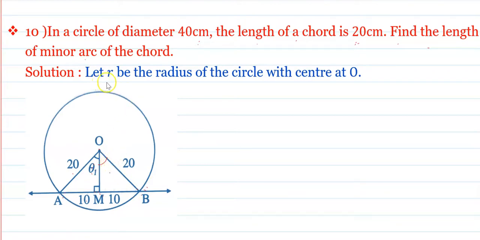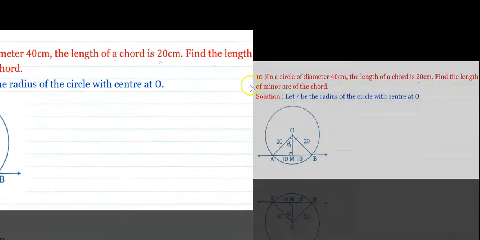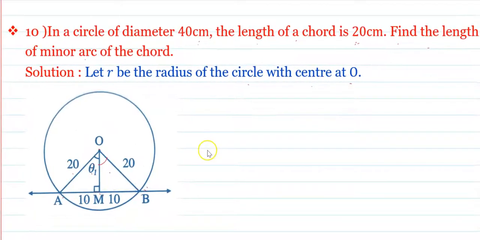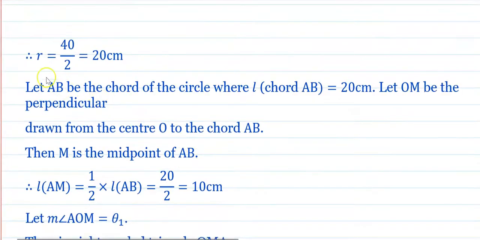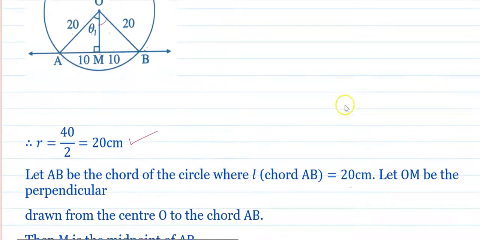Now we'll solve. Let R be the radius of the circle with center at O. Okay. Now the next. R is equal to 40 upon 2. 40 is the diameter. Therefore, R is equal to 20 centimeter. AB be the chord of the circle, where L, that is the length of chord AB, is equal to 20 centimeter.